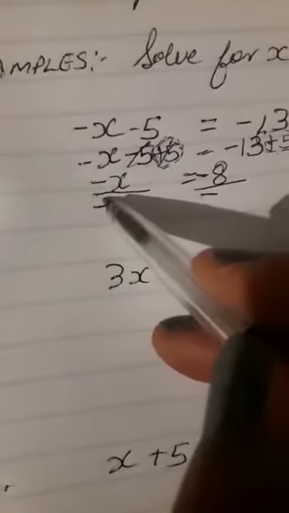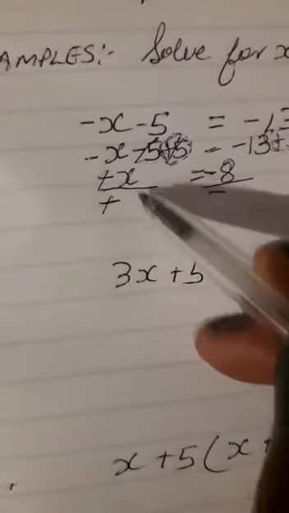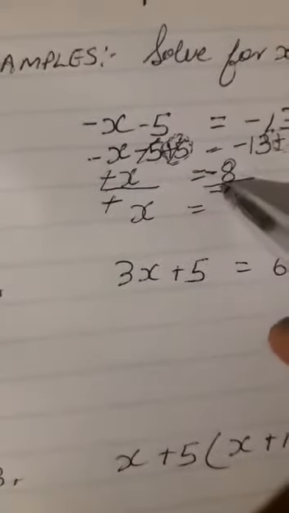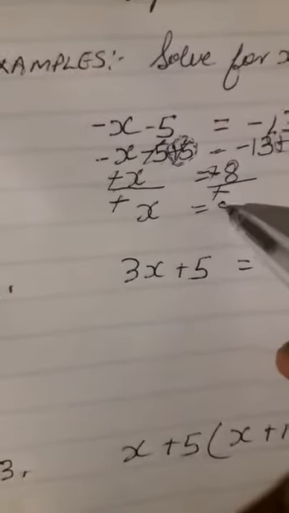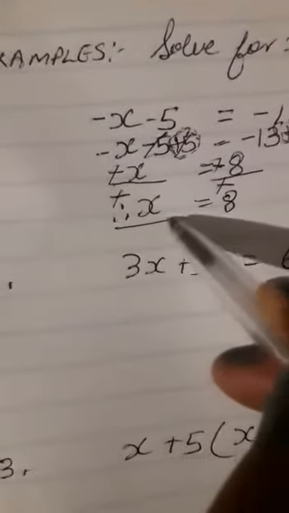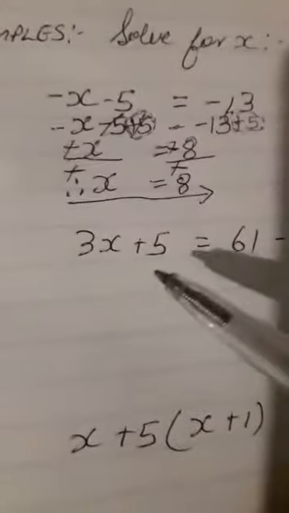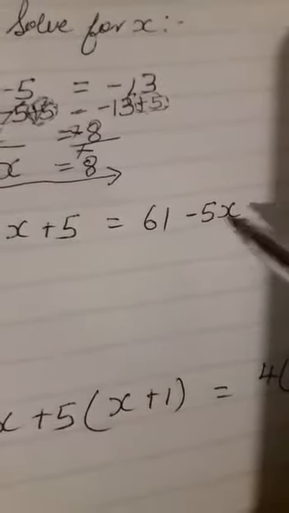Then negative divided by a negative, it's a positive. Then you are left with x on the left hand side is equal to negative divided by a negative, it's a positive. Then you are left with 8. Therefore, x is equal to 8, and that is our answer. Number 2, solve for x if you are given 3x plus 5 is equal to 61 minus 5x.